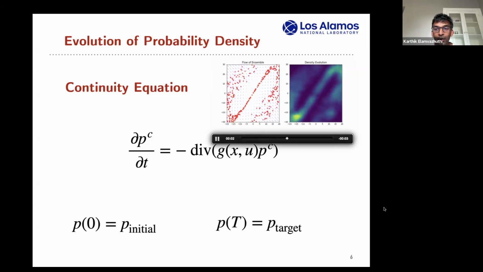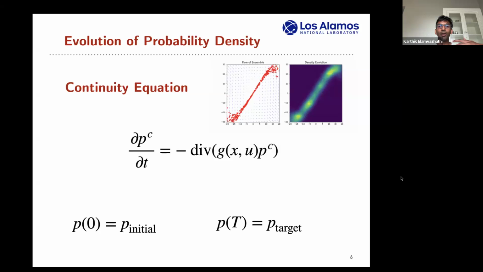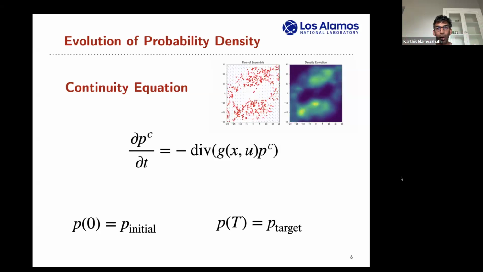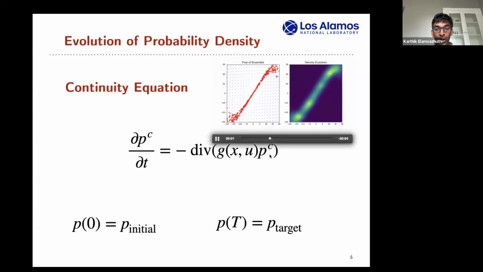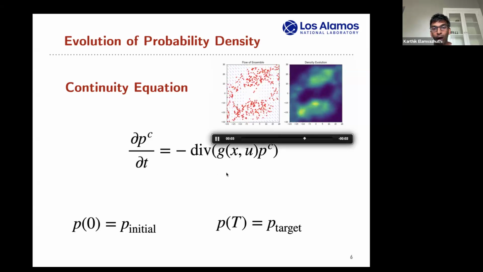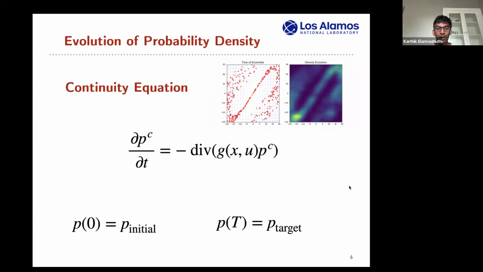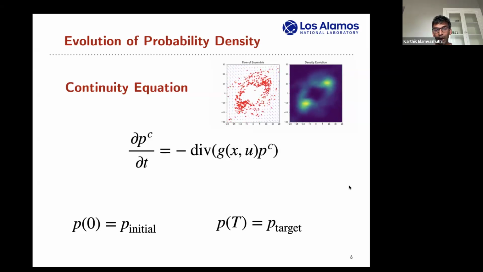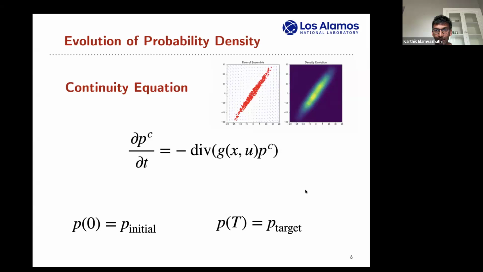So for example, in this animation on the left-hand side, you have several initial conditions evolving according to the vector field. And on the right, you can see how the probability density evolves, which can be shown to evolve according to this continuity equation. So in terms of this equation, the problem is, instead of going from an initial set to a final set, to go from this initial probability density to some final probability density.